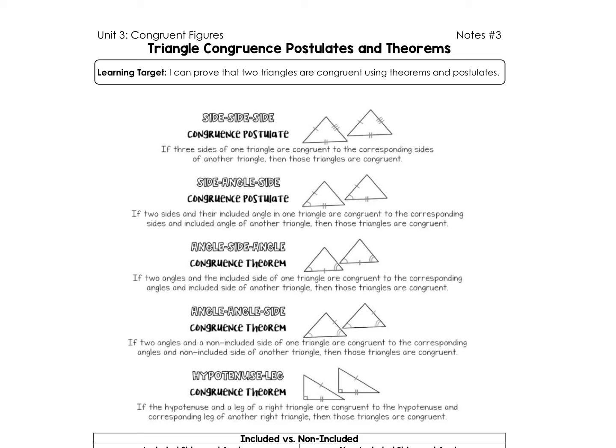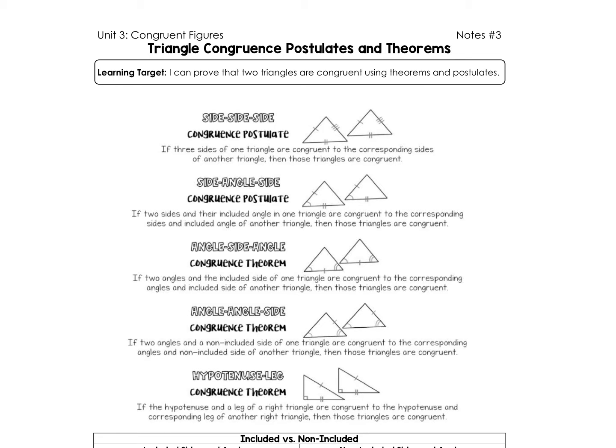to proving triangles congruent. So as of now, in order to say that two triangles are congruent, we'd have to prove all three pairs of sides congruent and all three pairs of corresponding angles congruent. So today we're going to learn 5 methods for proving triangles congruent.